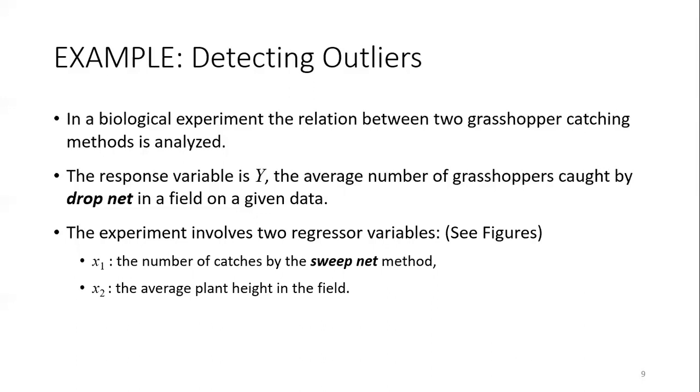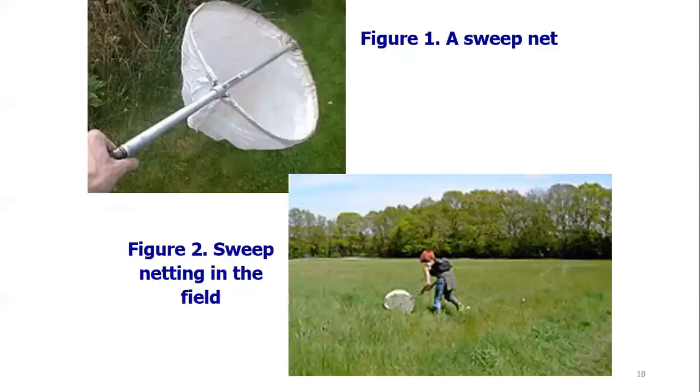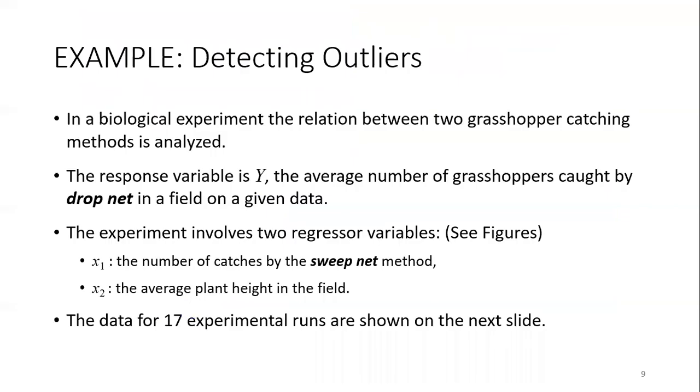There are two regressor variables. The first regressor variable is the other method, the sweep net method. They have a kind of tool which they use to catch the grasshoppers. The second one is the average plant height in the field. There are data for 17 experimental runs.